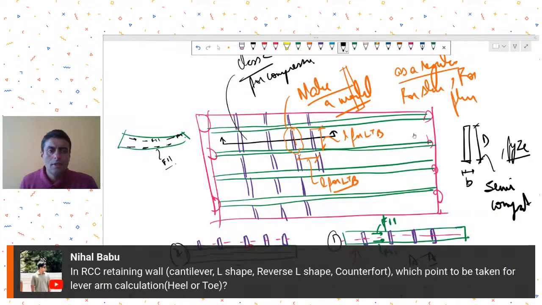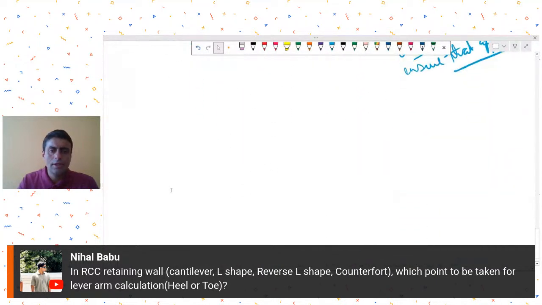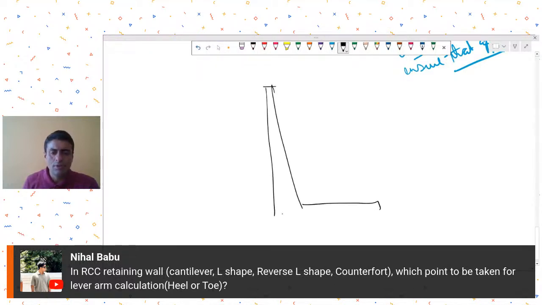Okay. Mr. Nihalu is asking, in an RCC retaining wall, which point is to be taken for lever arm calculation. So it will depend on the type of wall and the way in which it is going to bend. If bend means deform, overturn. So if this is your wall, and let's say here there is fill, and here the fill is over here.